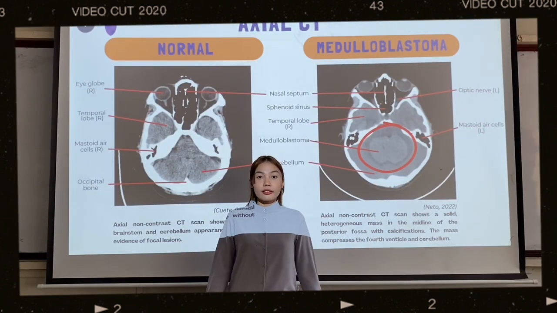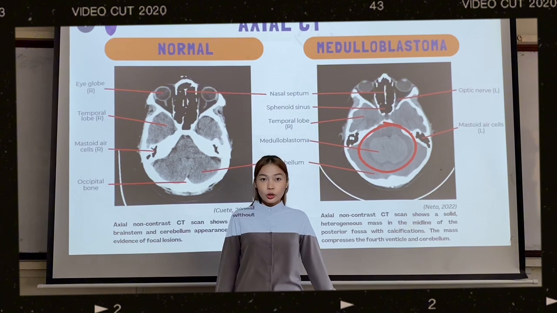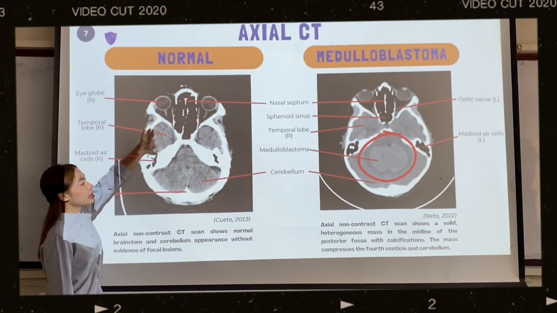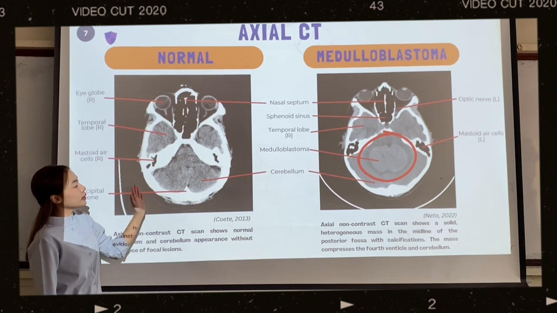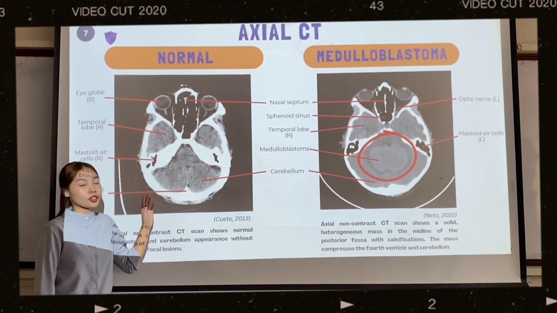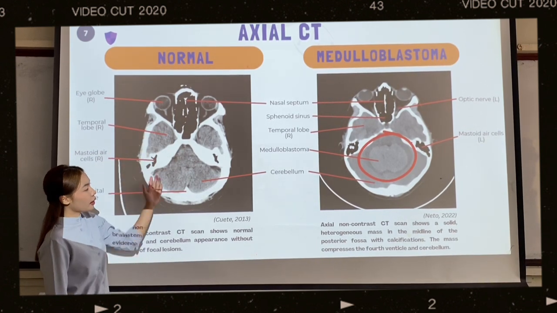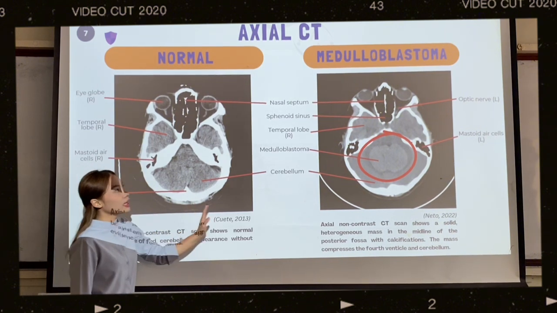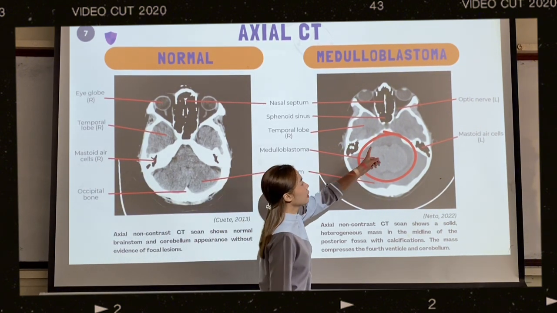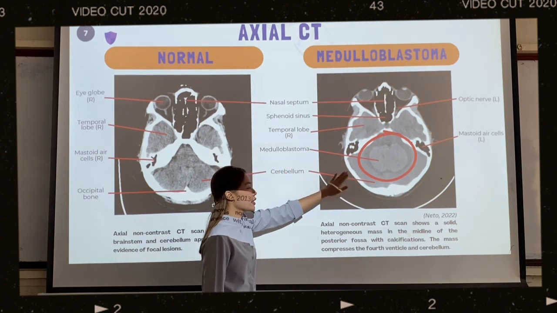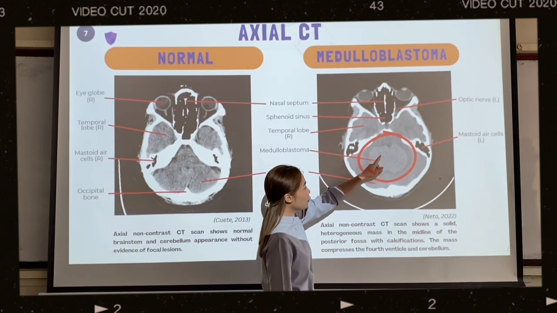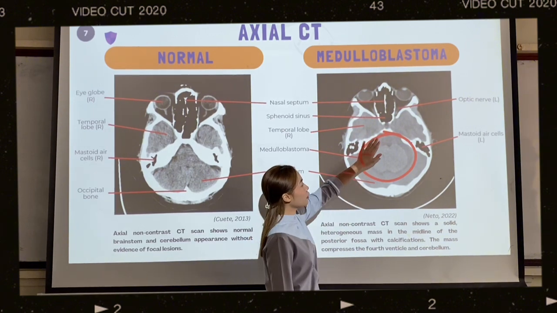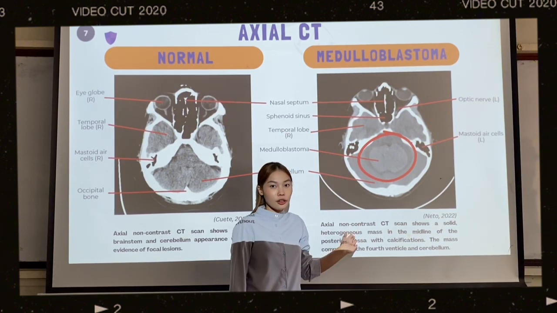Next, I will explain the radiographic image appearance of the medulloblastoma across various imaging modalities. In this left side, this is an axial non-contrast image. It shows the brainstem and cerebellum appear normal without any focal lesion. While in this right side image, this shows a medulloblastoma, which is a solid heterogeneous mass with calcification in the midline of the posterior fossa.